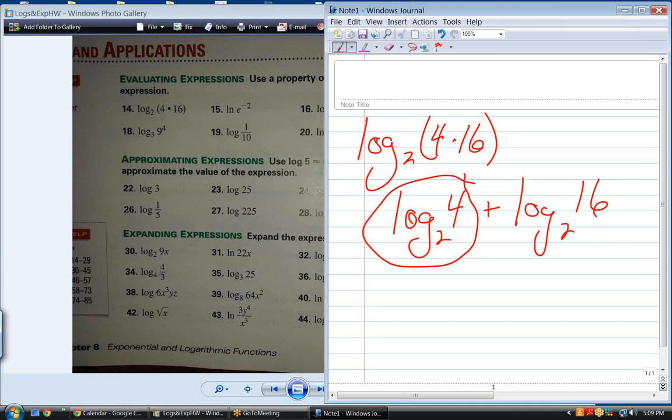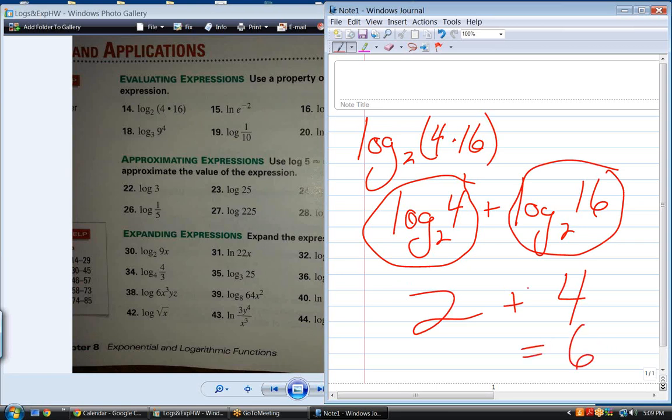Would it just be 2? Uh-huh. And what number is that? 4. Correct. So the answer is 6. Notice that we really could have done one other thing also. We could have just multiplied 4 times 16 so that we had log base 2 of 64. And that is 6. 2 to the 6th power is 64.